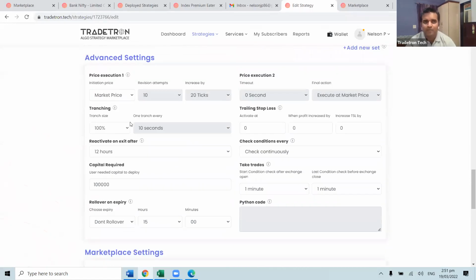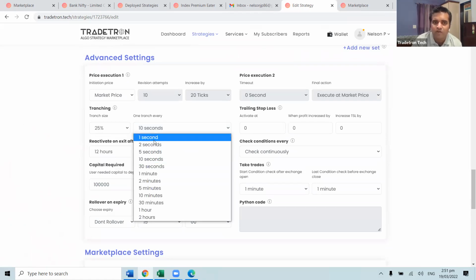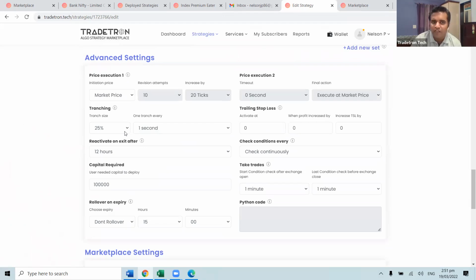That is true. For example, over here in tranching, instead of, say, if you want to trade 2000 lots, then you can do this as 25% every 1 second. So what it will do is, out of the 2000 lots that you want to buy, first it will trade 500, then again 500, then a third time 500 and a fourth time 500. So every 4 seconds there will be 500 lots that will go. That you can do. That is a good point, Alok sir.